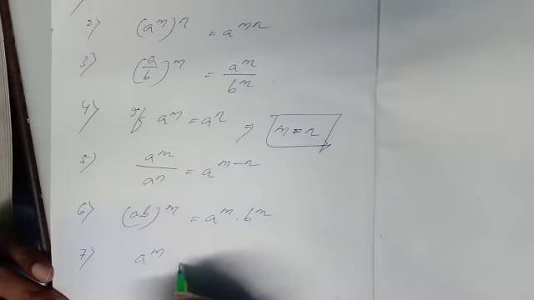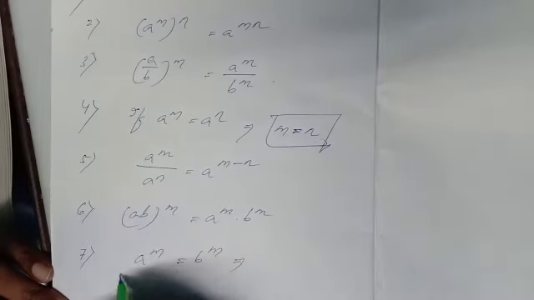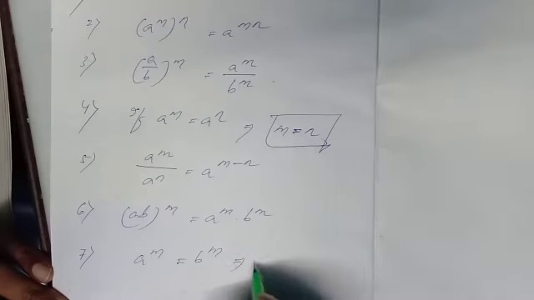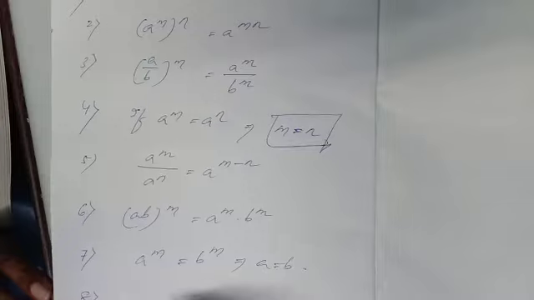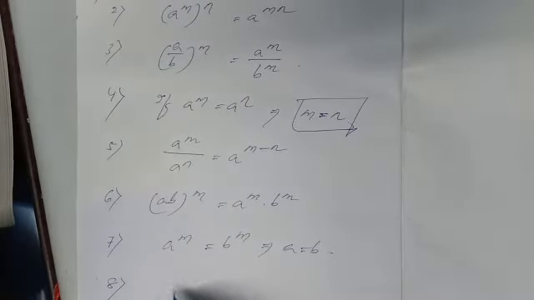Number 7, if a to the power m is equal to b to the power m, here power is same, then base should be equal as it is equal given. Therefore, a is equal to b. Number 8, anything power 0 means this is 1.